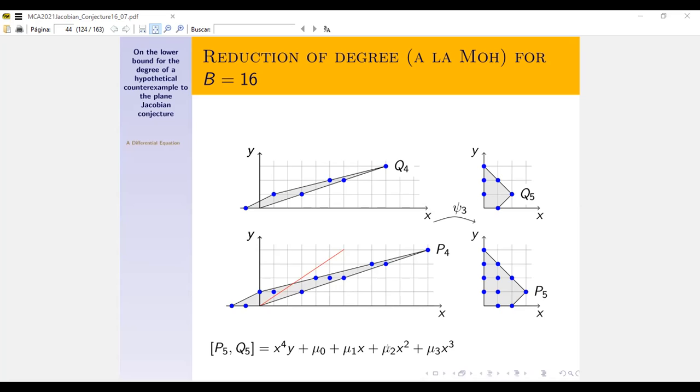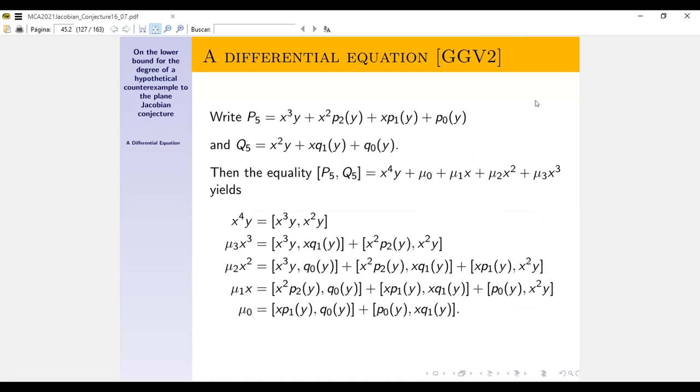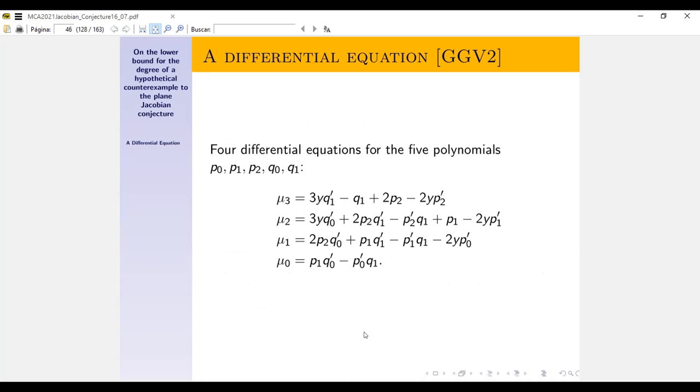Okay, but you can do this reduction for the whole family, not only for this concrete example. And in effect, let's go to the next slide. This is P5, Q5, and you have that the Jacobian of P5, Q5 is this expression that we just saw, and you can transform it into a differential equation. You can compute the Jacobian on each level for x4, x3, x2, x, and zero, the constant term, and you have these equations, and this gives a differential equation for these five polynomials.